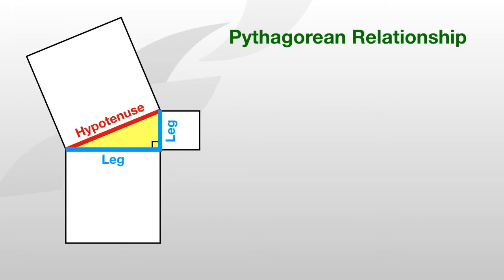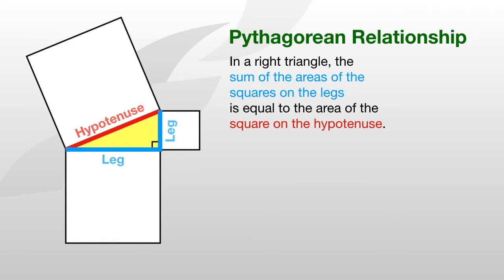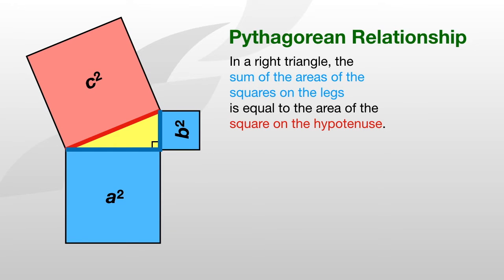In discovering the Pythagorean relationship, we noticed that in a right triangle, the sum of the areas of the squares on the legs is equal to the area of the square on the hypotenuse. We can use variables a, b, and c to represent the side lengths of the triangle. So the areas of the squares are respectively a squared, b squared, and c squared.